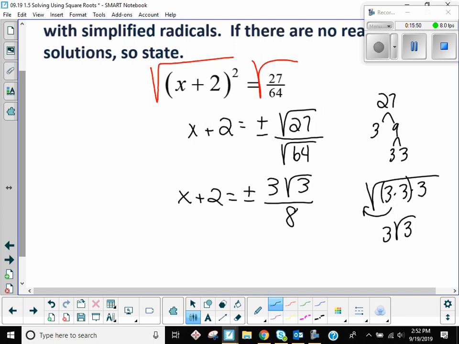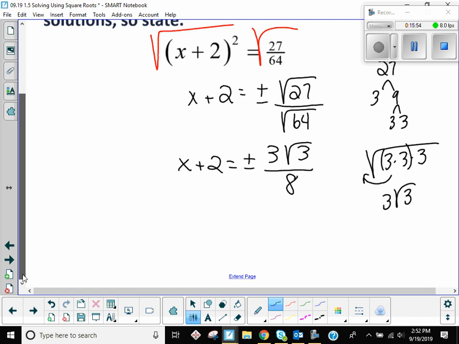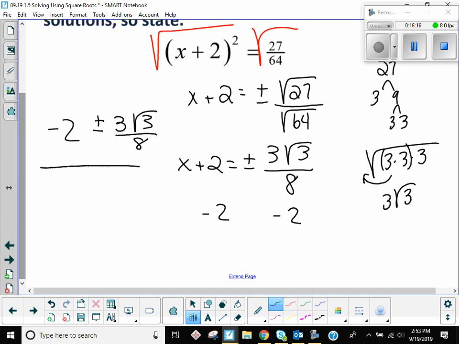It feels like since we just simplified 2 radicals, we should be done, and that was enough work, and we're ready to move on with our lives, but I actually have one more step, right? Because the x is not alone. How do I get x alone? Minus 2. Okay. So then here's how I'm okay with you writing your answer from here. Negative 2 plus or minus 3 radical 3 over 8.